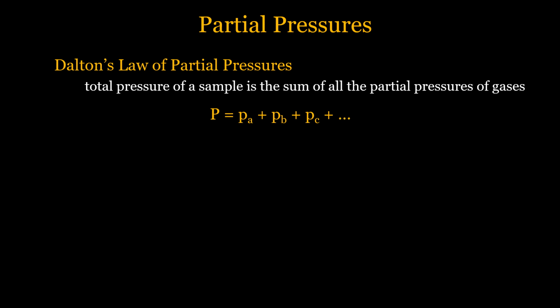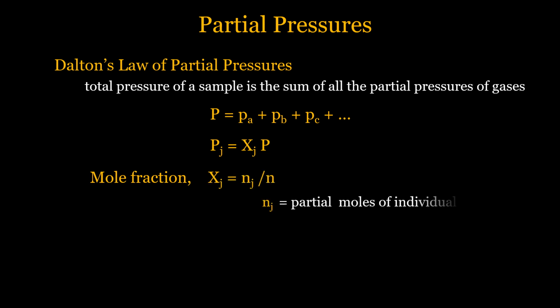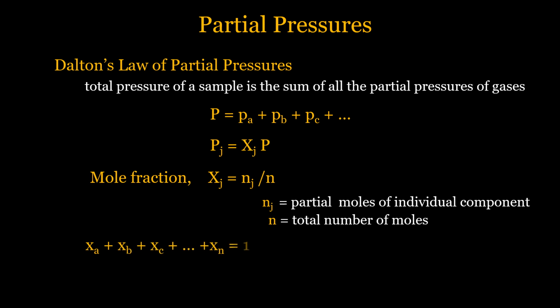Partial pressures are related to the mole fractions of gas as follows. Pj equals xj P, where x is mole fraction, xj equals nj over n, where nj with subscript is the individual moles of a component of the mixture, and n as the denominator is the total number of moles. The sum of all the fractions in the mixture should be equal to 1. Therefore, we can write xA plus xB plus xC plus continues to xj equals 1.